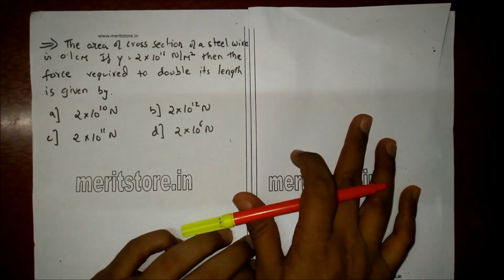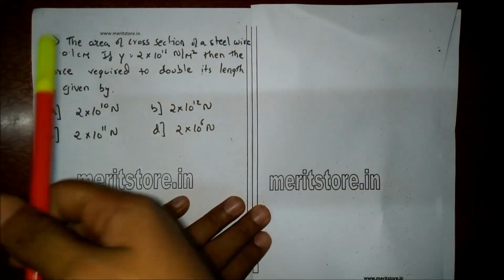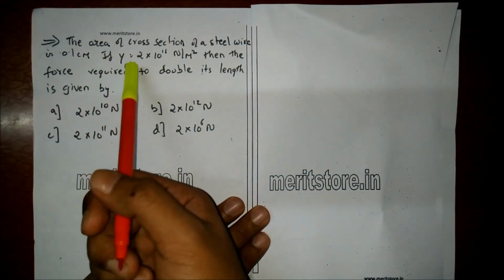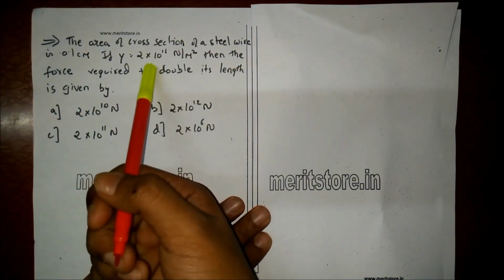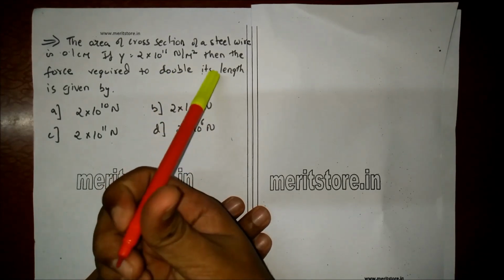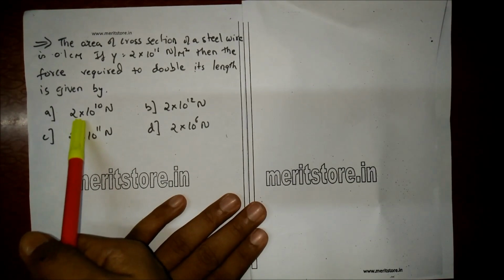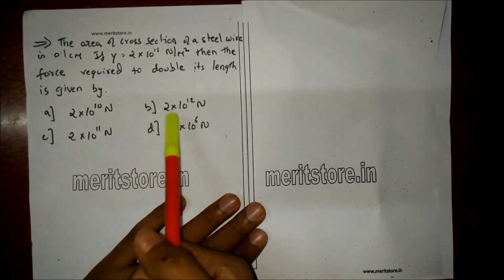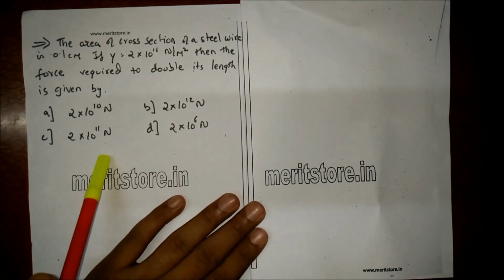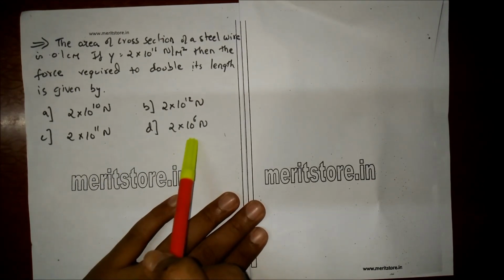The area of cross section of a steel wire is 0.1 centimeter square. If the Young's modulus is given by 2 into 10 raised to 11 Newton per meter square, then the force required to double its length is given by: A, 2 into 10 raised to 10; B, 2 into 10 raised to 12; C, 2 into 10 raised to 11; and D, 2 into 10 raised to 6 newtons.